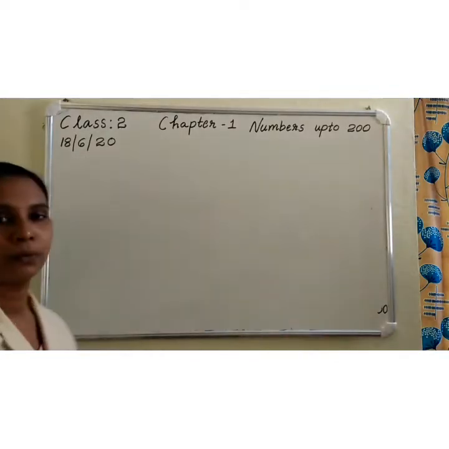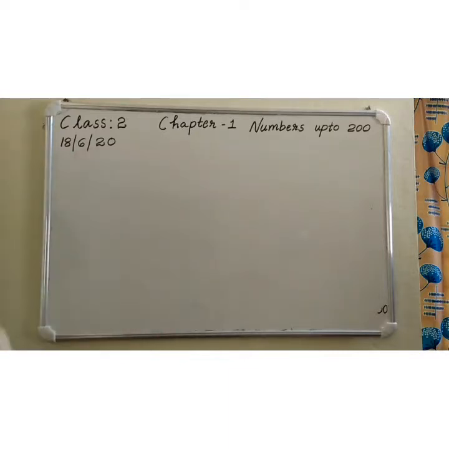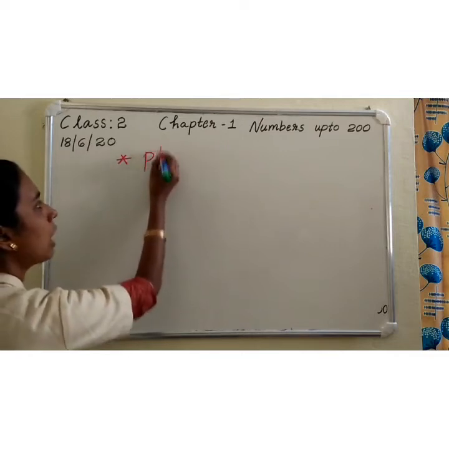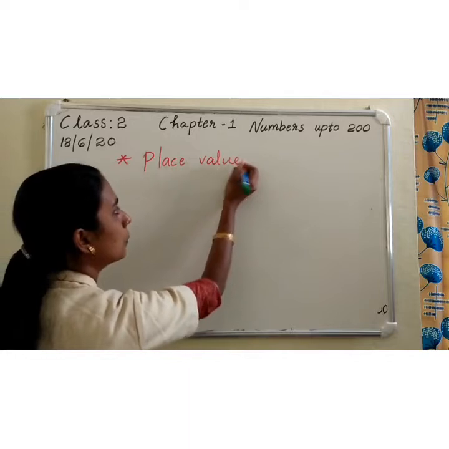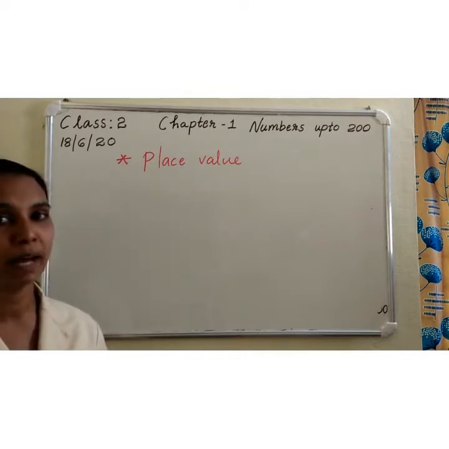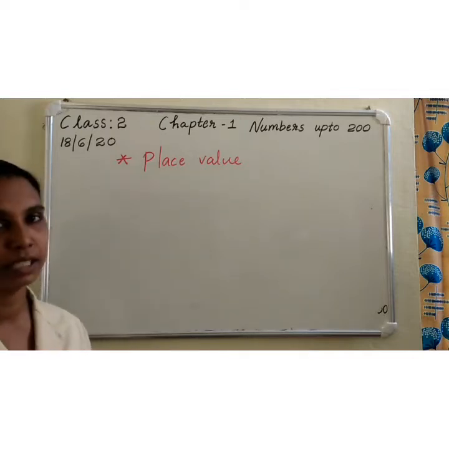All of you, take your notebook. Put the date today. Write the heading, place value. Today we discuss only two digit numbers. So we can easily write the place value of each digit in a two digit number.